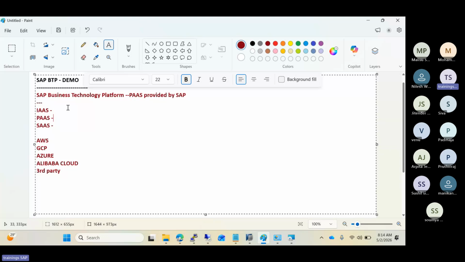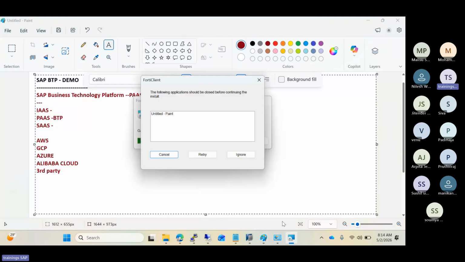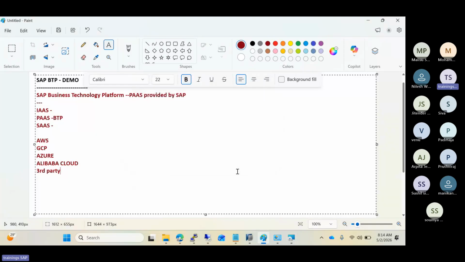In that, BTP comes under the platform as a service based concept here. Here we can focus on the coding and the business logic, while BTP will take care of the remaining technical aspects and everything here, right? So that is the platform as a service based concept here.